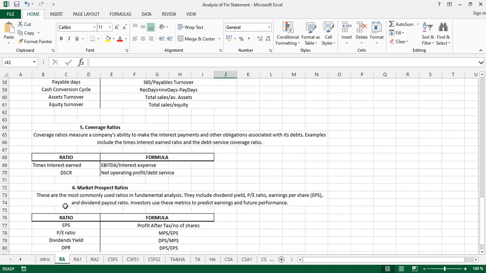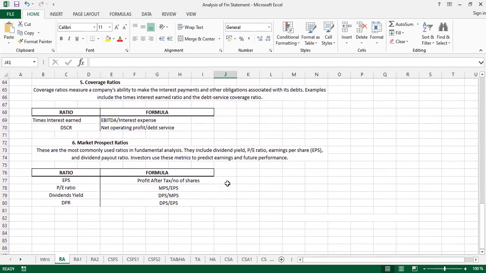So we come to market prospect ratios. Here is where EPS comes in now. I was saying it's down here. These are commonly used ratios for fundamental analysis. They include the dividend yield, price earnings ratio, earnings per share, and the dividend payout ratio. Investors use these metrics to predict earnings and future performance. You can see there we have the EPS, price earnings, dividend yield, and the DPR, isn't it? And we also have something called the market price, the market price per share, isn't it?